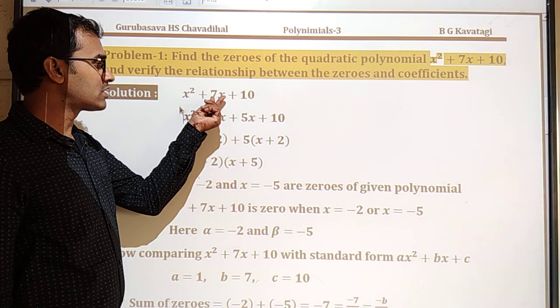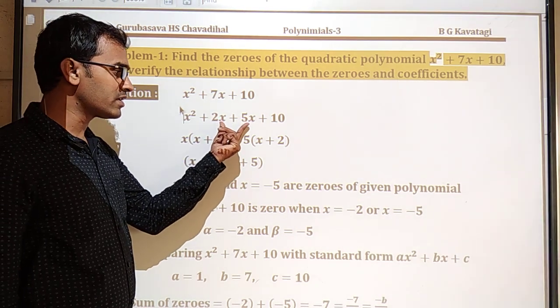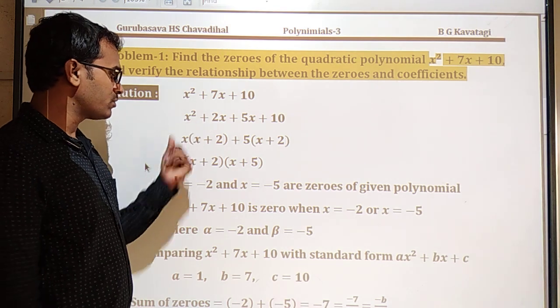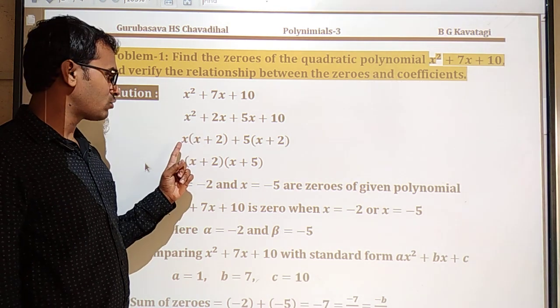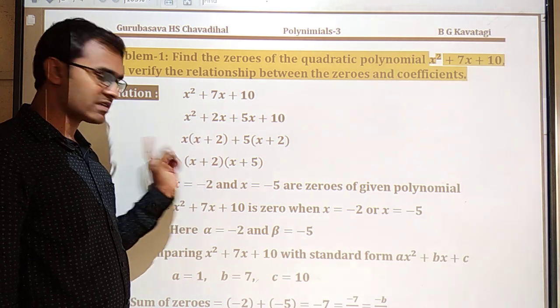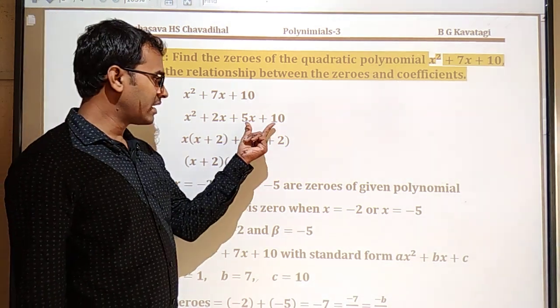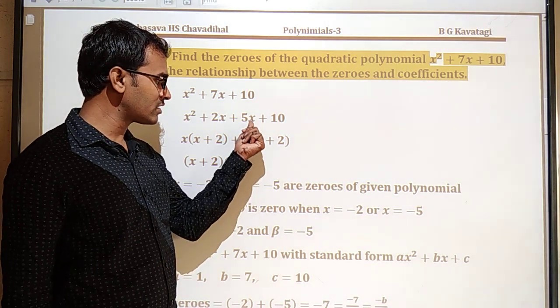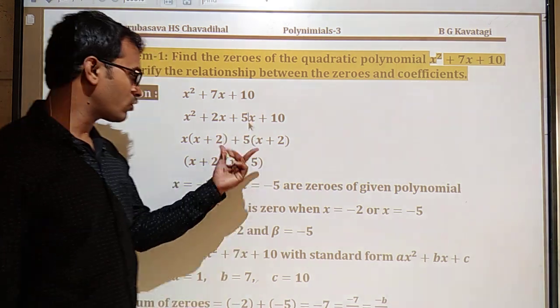Therefore, 7x is in the form of 2x plus 5x, right? x square and 10 as it is. So in the first two terms, x is common, take x outside. What is the remaining? x plus 2. Because in the first two terms, x is taken outside. Plus, in the last two terms, 5 is common. Take 5 outside. What is the remaining? x plus 2.